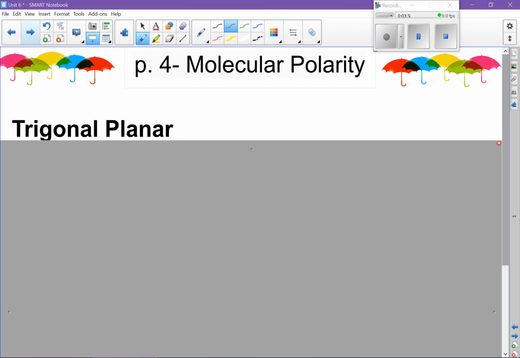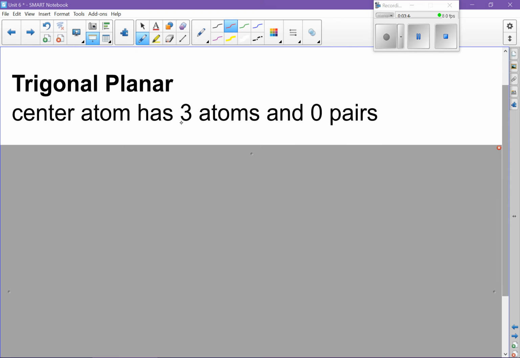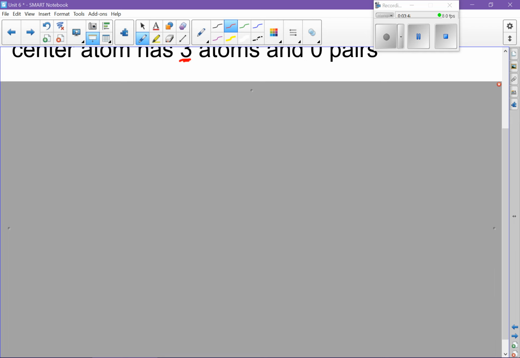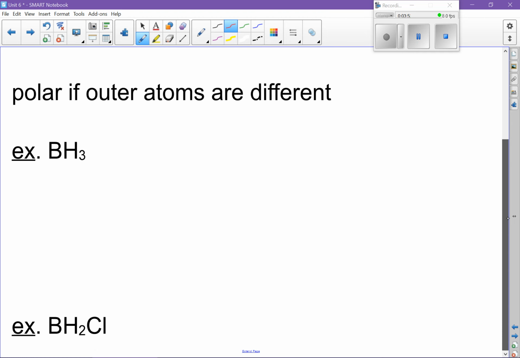Alright, now that is also true for a trigonal planar molecule. In this, trigonal means 3, so you've got 3 atoms, but you have 0 unshared pairs. And so same rule, it's polar if the outer atoms are different. So same rule as linear.